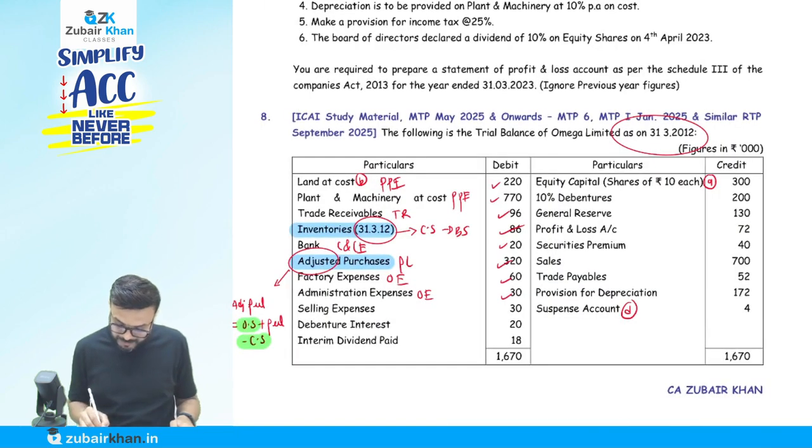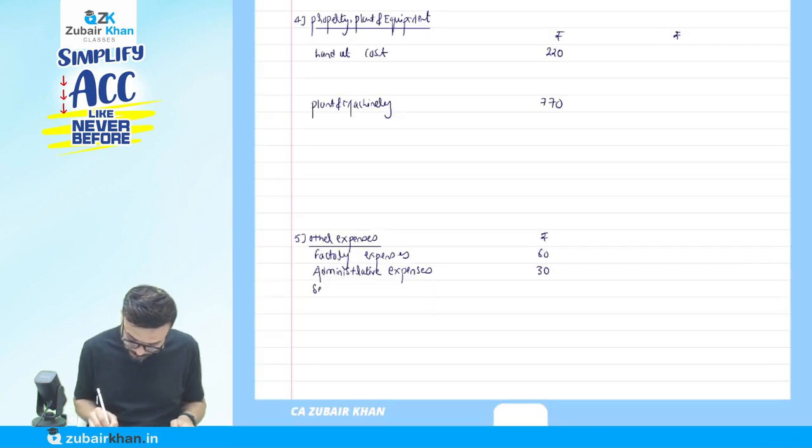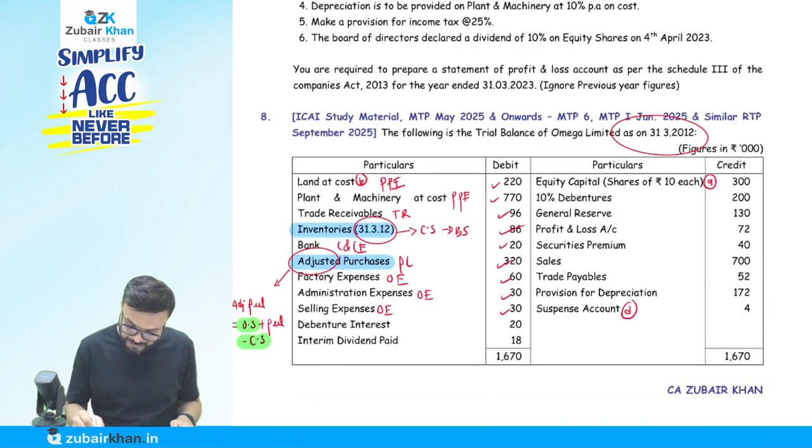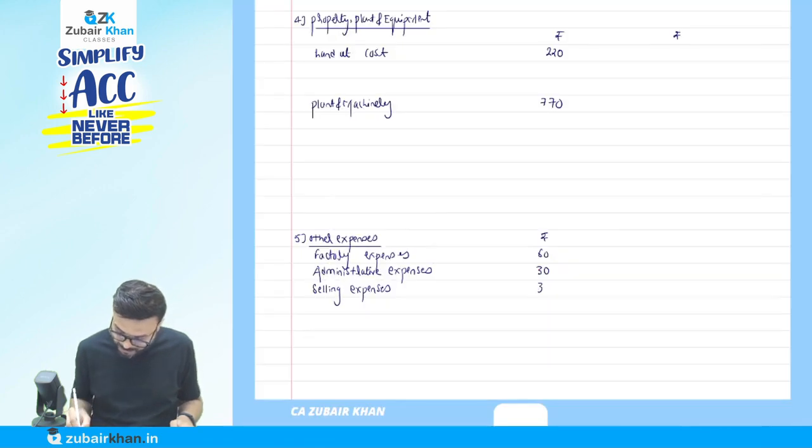Then we have selling expenses, what is it? Other expenses, that is 30. No separate heading, so it will also come under other expenses. Okay, selling expenses. That is how much? 30. So write down there 30.